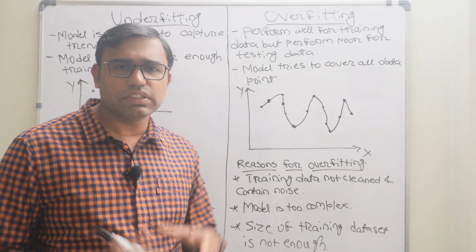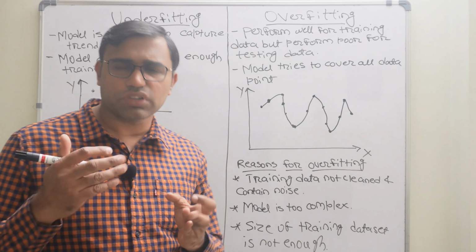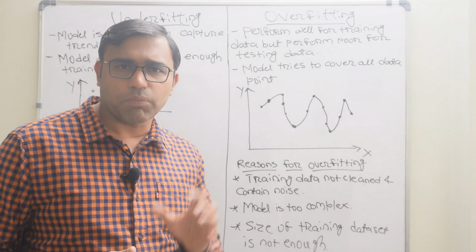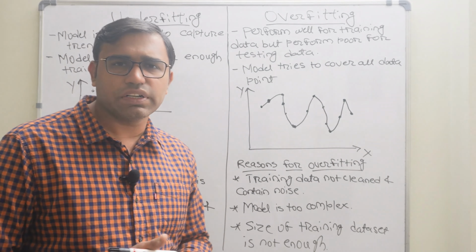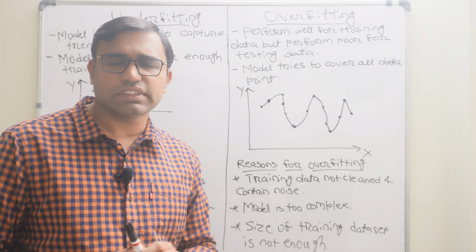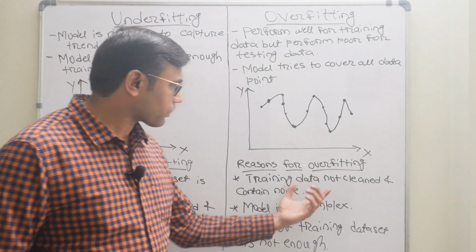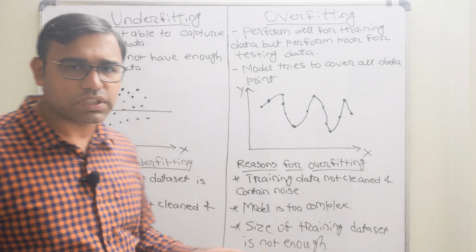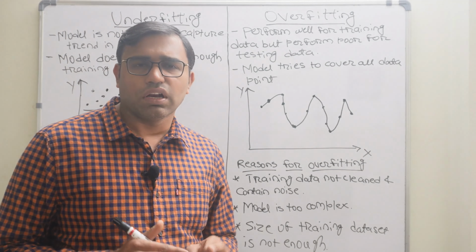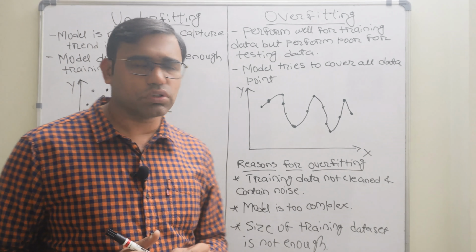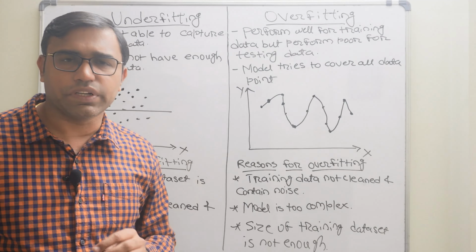So how to avoid it? Keep the model not so simple, but of a moderate level so that it can be properly trained. The training data set should not contain noisy data, and the size of the training data set should be enough to train the model. So this is how we can avoid overfitting.